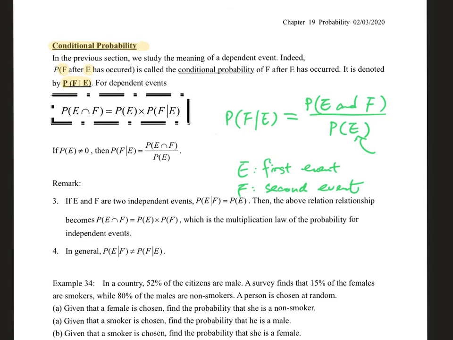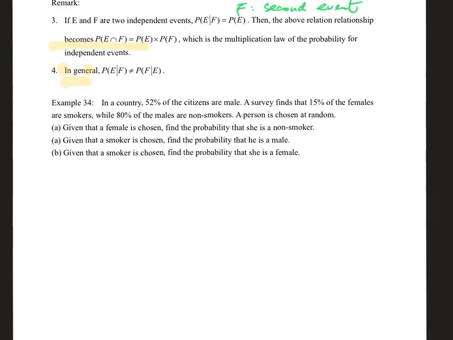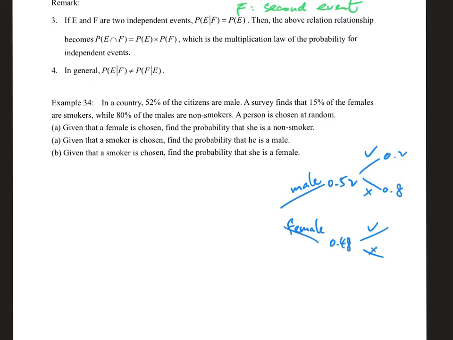So I will use the situation of example 33 once again. Okay, example 34, it's still talking about smoking and non-smoking, and I draw the tree diagram once again for our convenience. Male 0.52, smoke, not smoke, 0.2 and 0.8 respectively. Female 0.48, smoking, non-smoking 0.15 and 0.85.